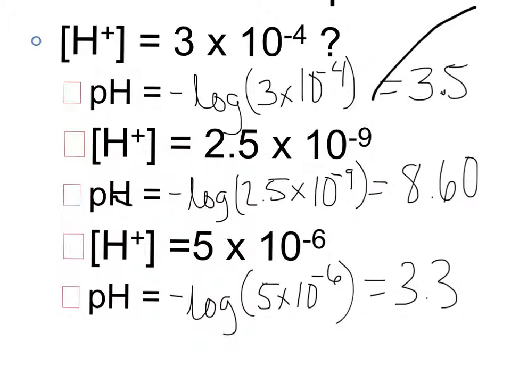A way to check your answers is, you should notice here, all of these answers are within 1 of their exponent. So, right, 3.5 is within 1 of 4, 8.6 is within 1 of 9. Sorry, this last one here should be 5.3. And 5.3 is within 1 of 6. So it's just a way to check to make sure you plugged it in correctly, that it's usually within 1 of your exponent.